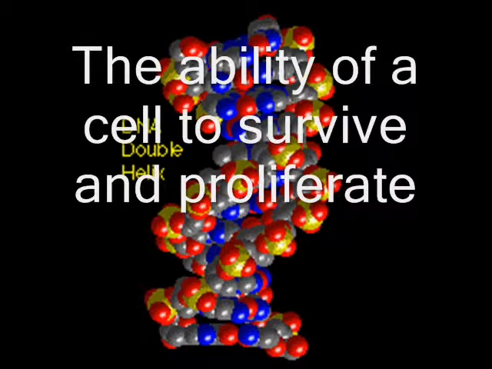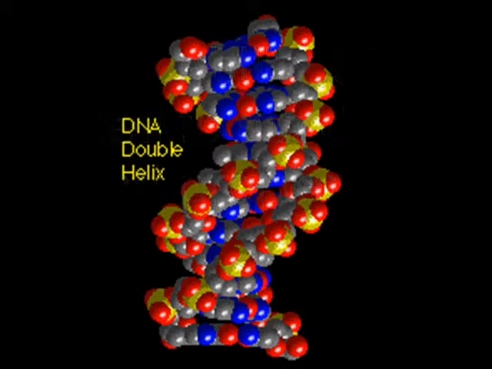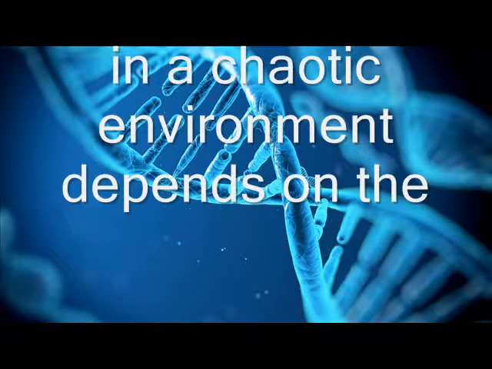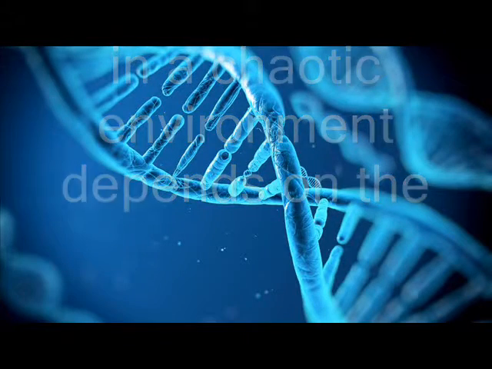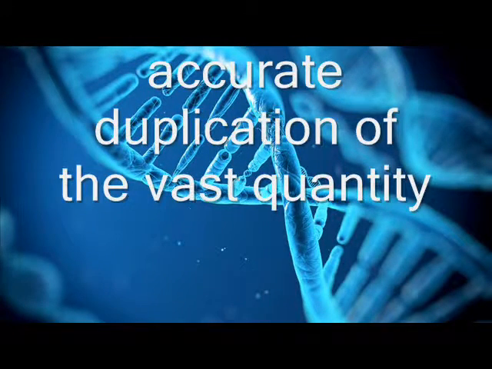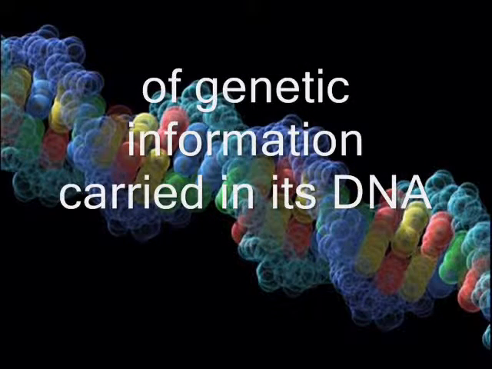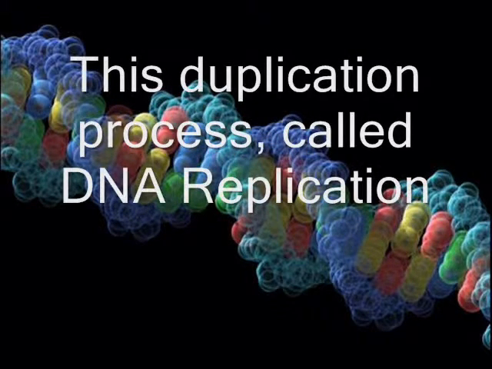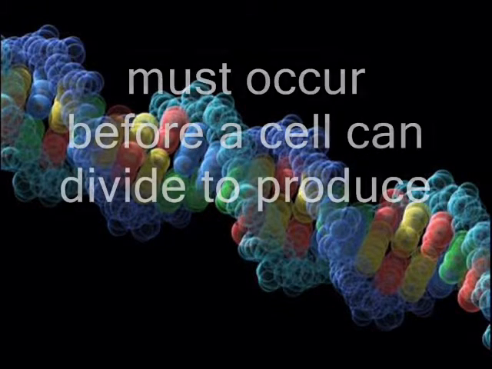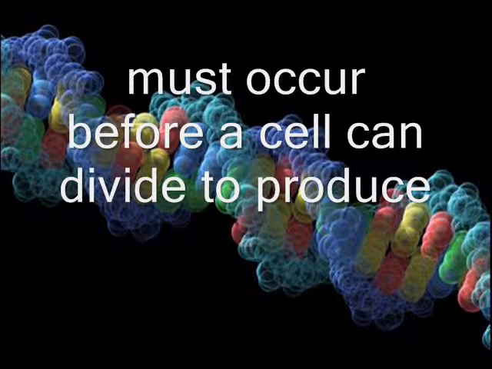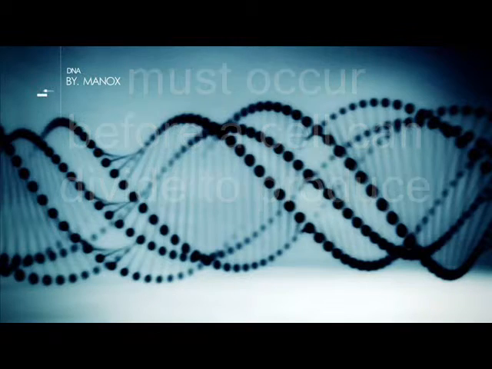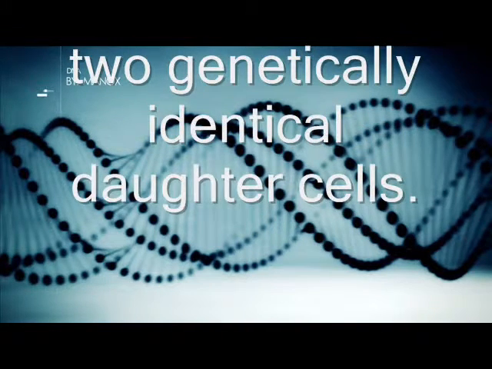The ability of a cell to survive and proliferate in a chaotic environment depends on the accurate duplication of the vast quantity of genetic information carried in its DNA. This duplication process, called DNA replication, must occur before a cell can divide to produce two genetically identical daughter cells.